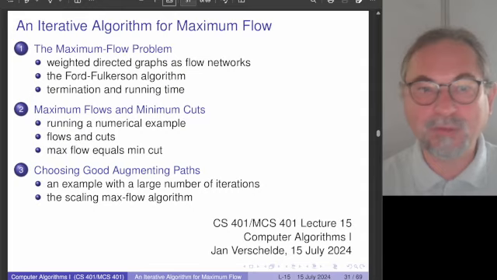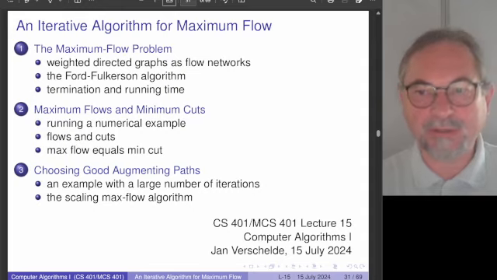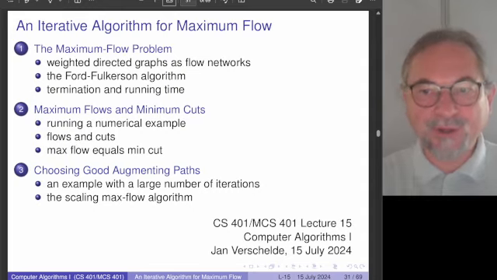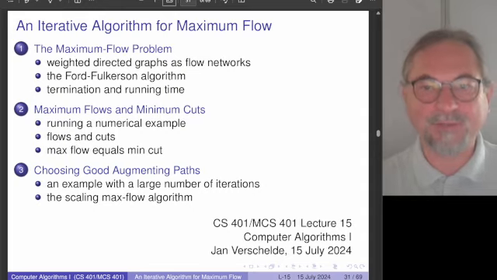Welcome to the pre-recording of the second half of lecture 15, scheduled for the beginning of week 6 in our 8-week summer course on computer algorithms. We introduced an iterative algorithm to compute maximum flow. I will start by running a numerical example just to make sure that this pre-recording is self-contained.